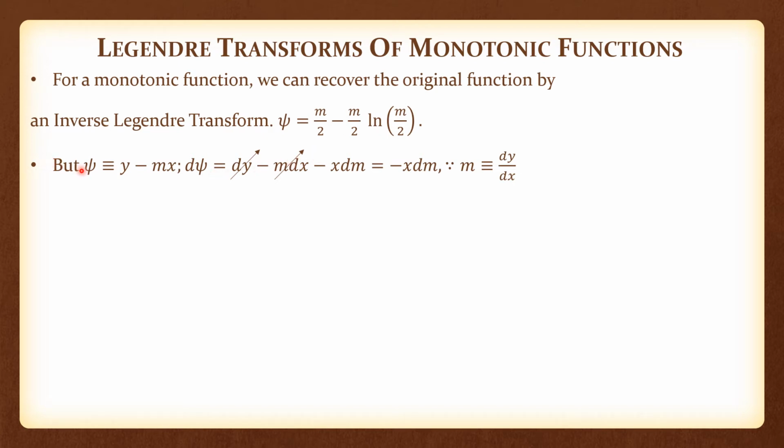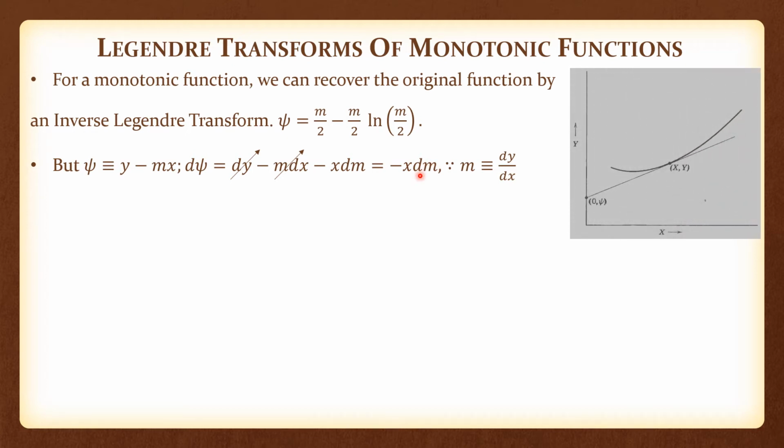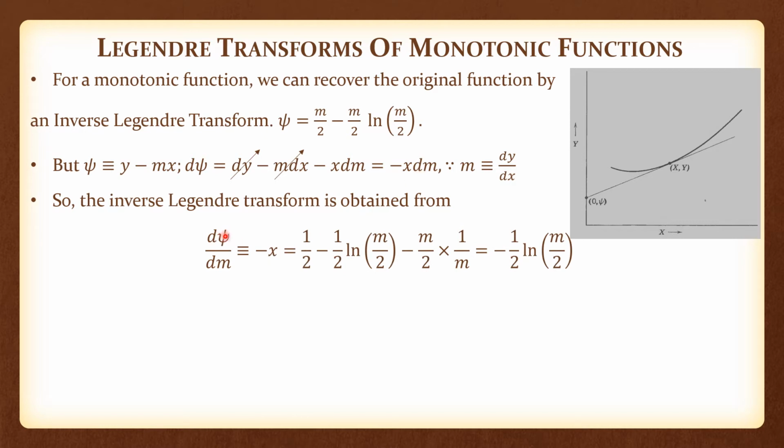But we know that psi is equal to y minus mx, and therefore we can write d psi. D psi is dy minus m dx minus x dm. But you know m is dy dx, so basically dy is m dx, so these two will get cancelled. So simply d psi is equal to minus x dm, and that gives us, for unique monotonic functions, the inverse Legendre transform, which may be obtained by saying d psi dm is equal to minus x.